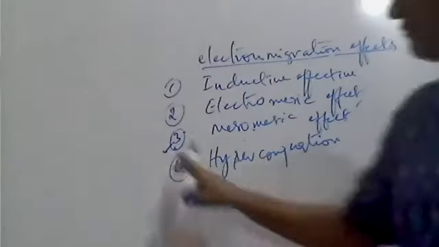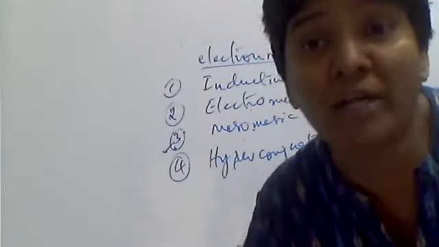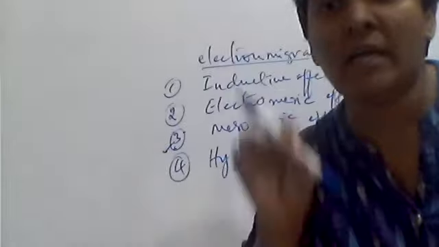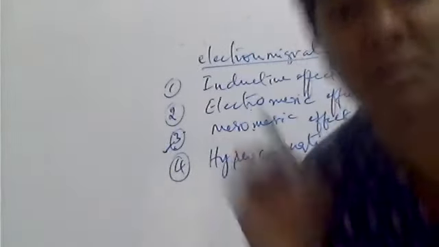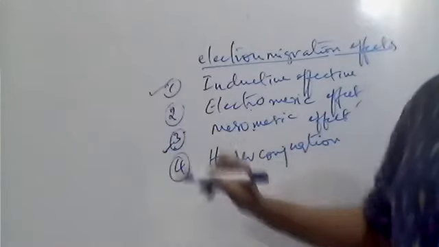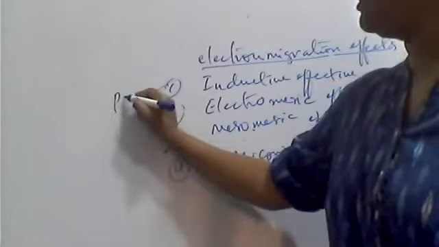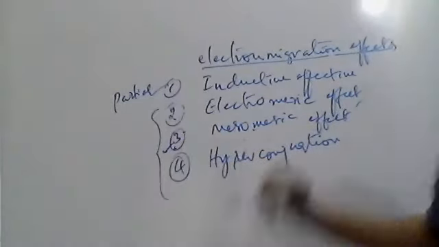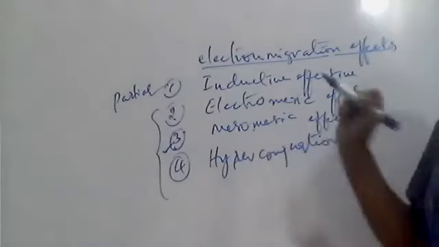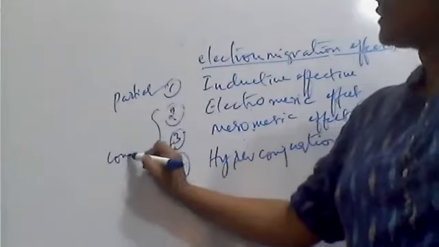only one effect shows partial movement of bond. Okay, only out of this four, only one of them shows partial movement, that is inductive effect, in which the bond is moving partially, whereas in the electromeric effect, mesomeric effect, hyperconjugation, the bond moves completely.